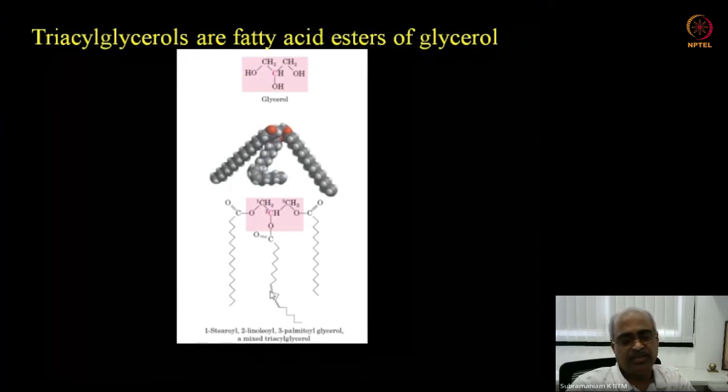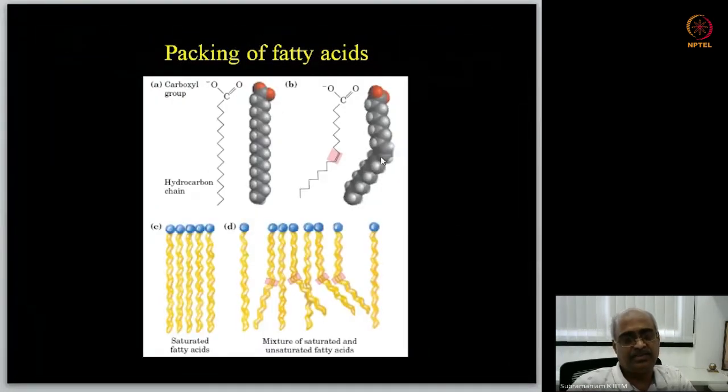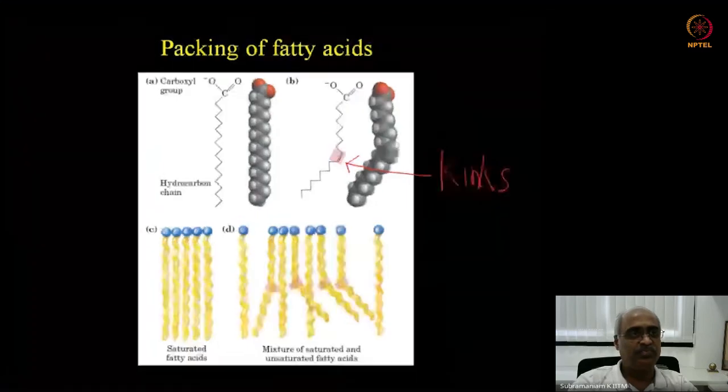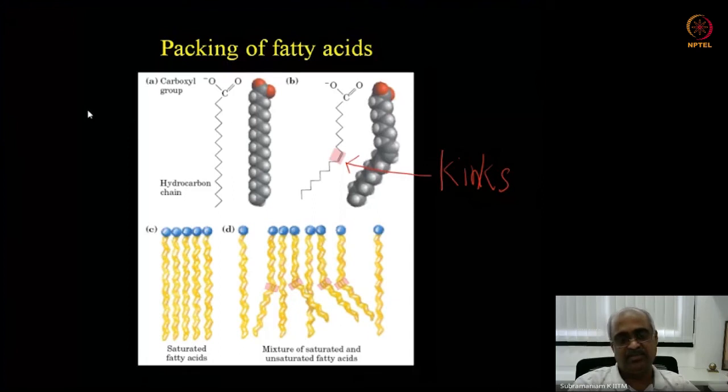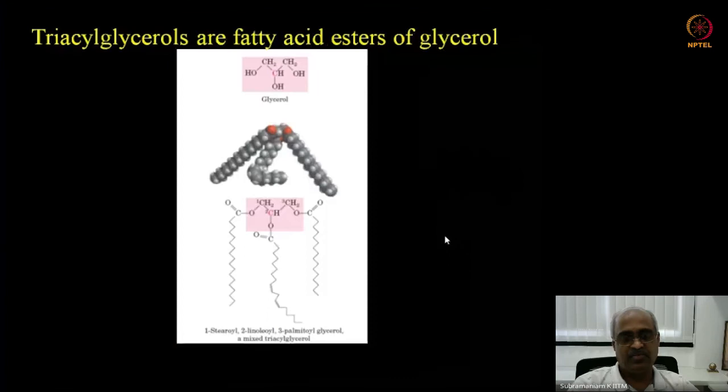So one of them in this particular cartoon has 2 double bonds. So we call this structure kinks, K-I-N-K-S, okay, kinks. This becomes very important when we go to lipid bilayer. Okay, so I'll talk about lipid bilayer in a minute, but let us complete this triacyl glycerol part. So this is the form in which the free fatty acids are usually present.